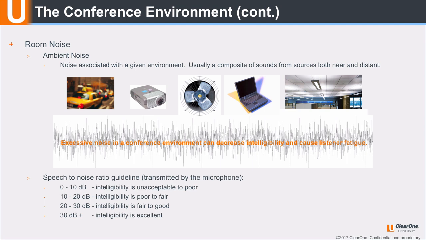If the speech-to-noise ratio is 0 to 10 dB, intelligibility is unacceptable to poor. From 10 to 20 dB, intelligibility is poor to fair. From 20 to 30 dB, intelligibility is fair to good. And 30 dB or greater, intelligibility is good to excellent.